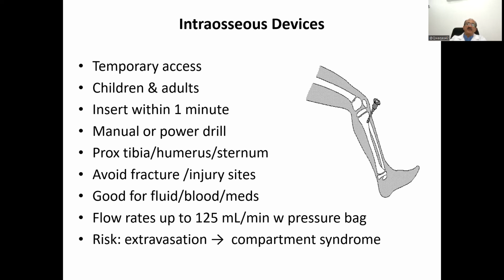How should we go for the intraosseous device, because everybody is not familiar with it. This is a temporary access, provided you cannot have any other IV access. In children and adults, insert within 1 minute. It can be inserted manually or with a power drill. What can be the site? Proximal tibia, humerus, and the sternum. Try to avoid it in the fractured limb. Good for fluid and medication, and extravasation is the risk.